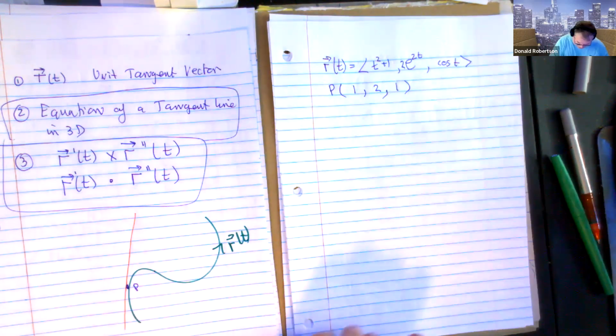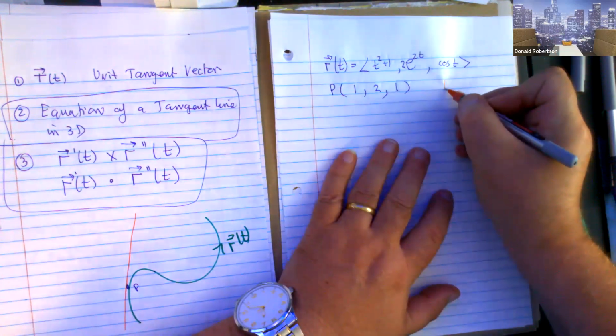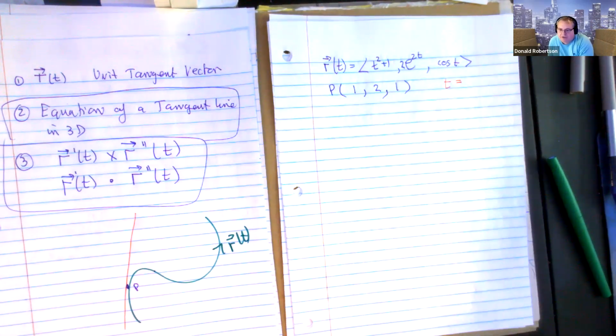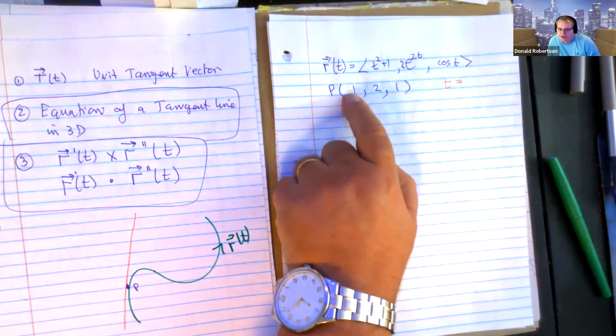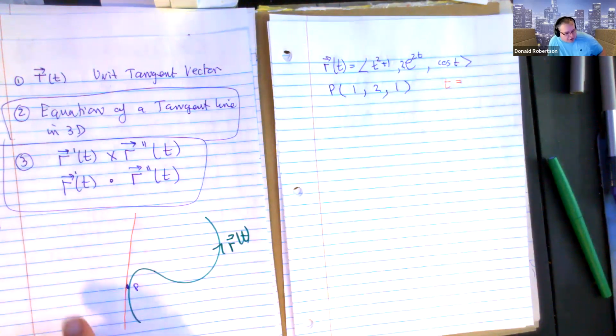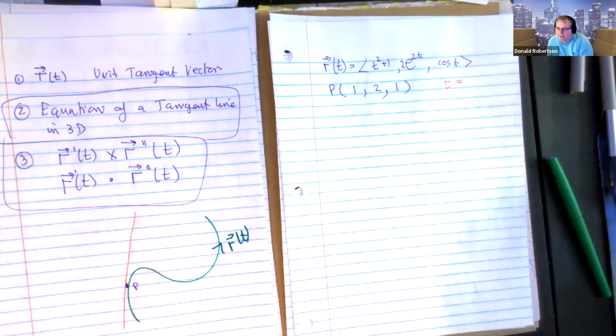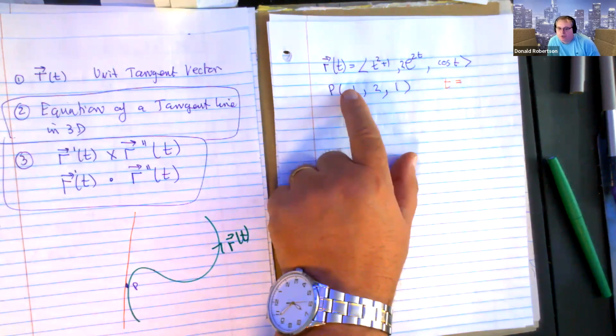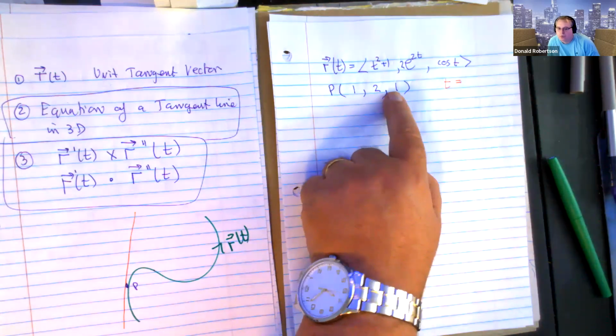So before we start finding derivatives and all sorts of other stuff, don't I need to know what t value would generate that point? Because I need to know it when we get to the derivative bit, right? And I plug in a number. What value of t would generate the point 1, 2, 1?